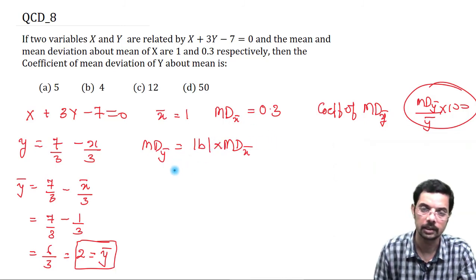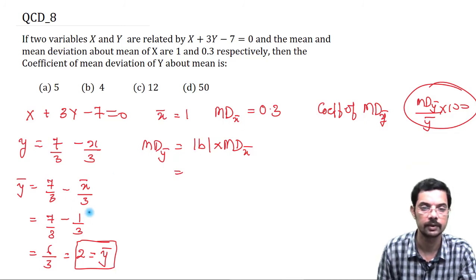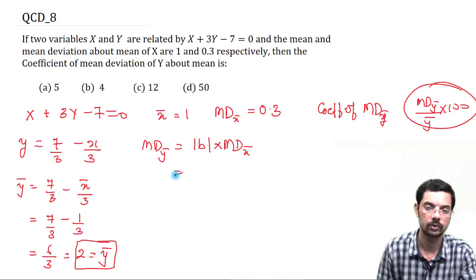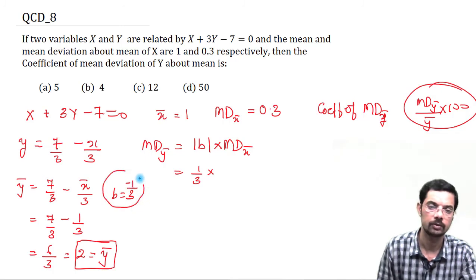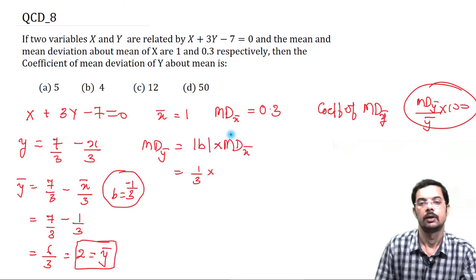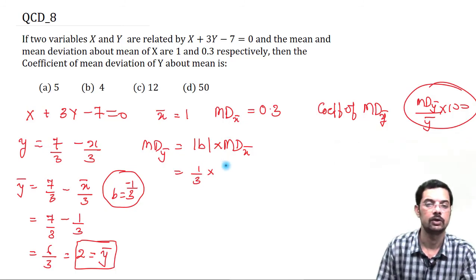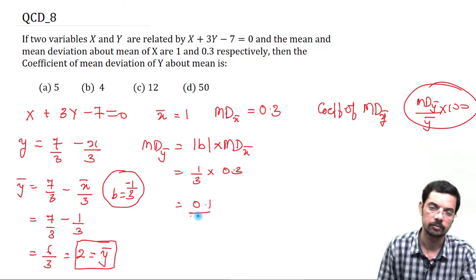So what is modulus of b? Here b is equal to minus 1 by 3. So the modulus becomes 1 by 3 into the mean deviation about x bar, which is given to you as 0.3. So that is equal to 0.1. The mean deviation about y is 0.1.